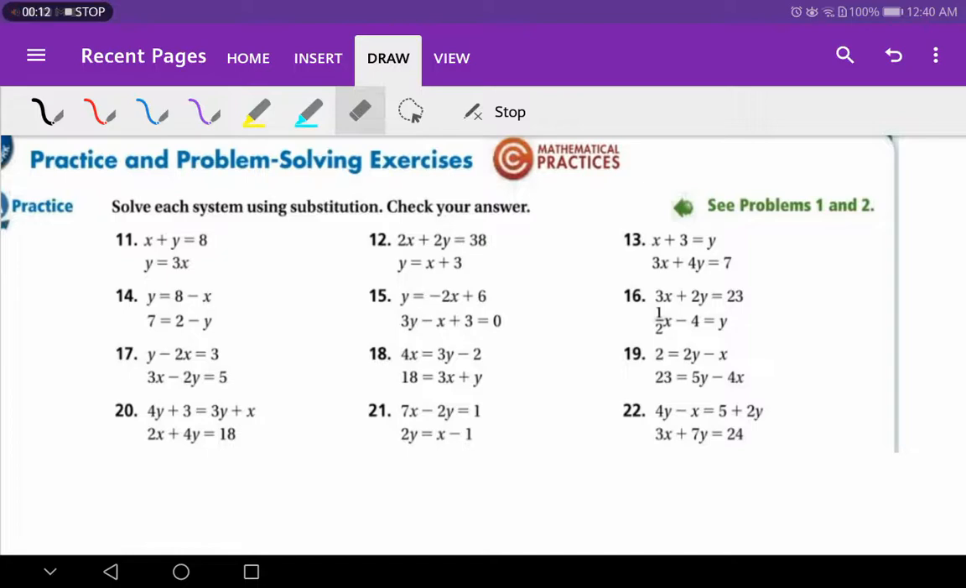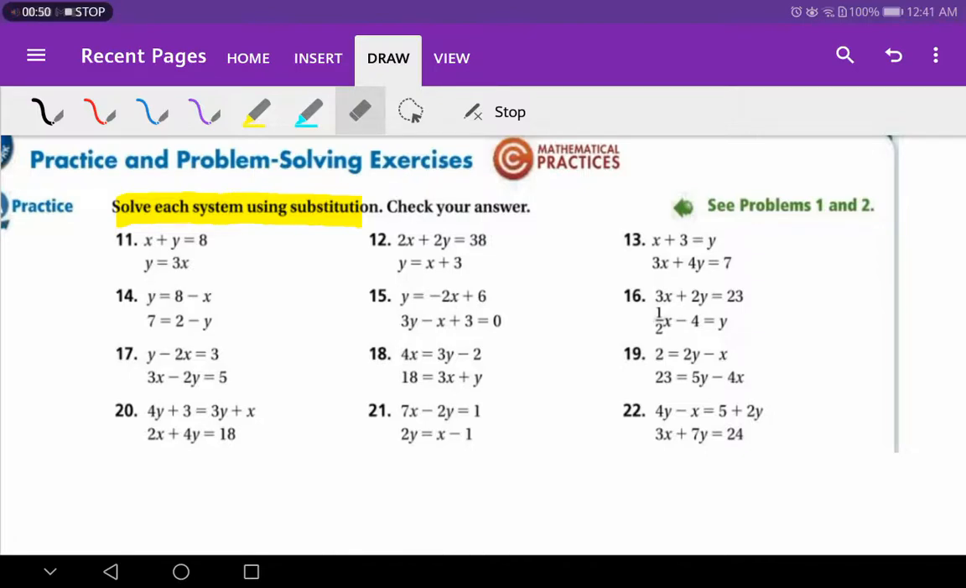Solve each system. Solve each system using substitution. Check your answer. Okay, I will not check my answer. I know my answer is correct, and I know my students know that the value of x and y, the solution, makes the system correct or true. That means it works in the first equation and makes it true, and works with the second equation and makes it true if you replace the letters or the variables by the values.